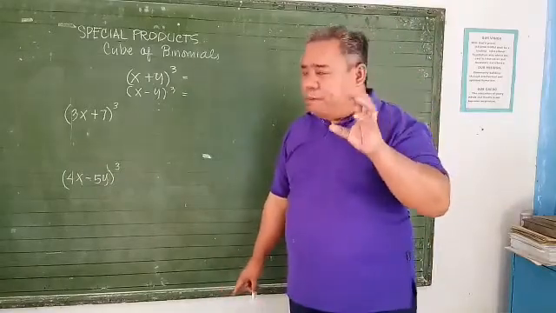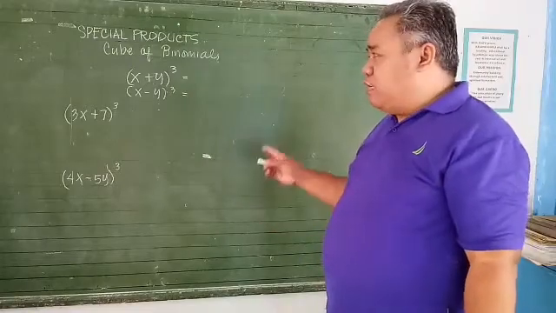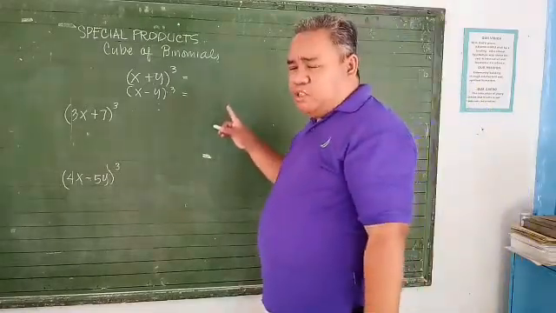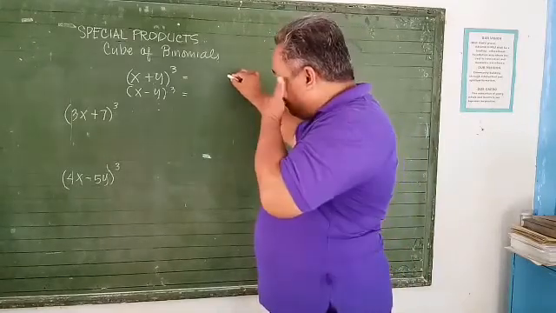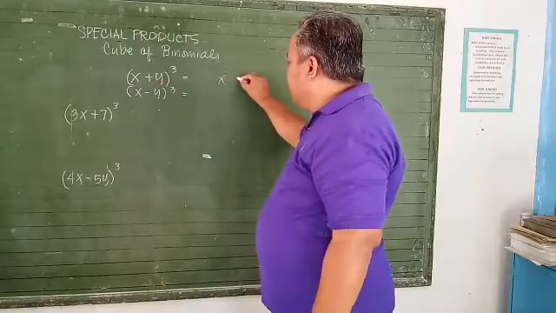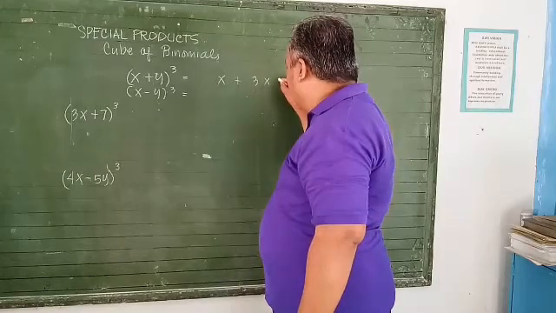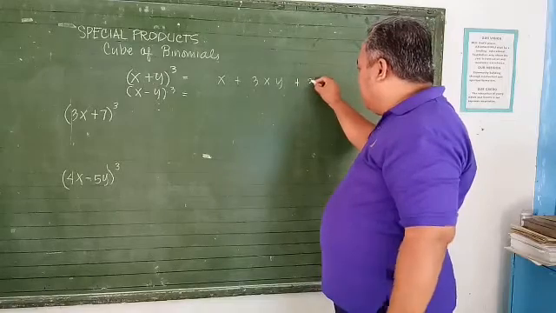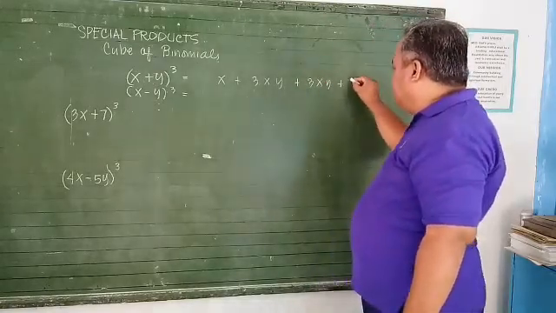So, I'm going to show you the pattern on how to solve this type, or what will be the differences between these two types of cube of binomial. For positive one, or for addition, ilagay nyo muna natin ito. So, first term is x, second term is y. So, x, then plus 3, first term times first term times the second term. Then, copyhin nyo lang ito, 3x, then y. Then plus y.